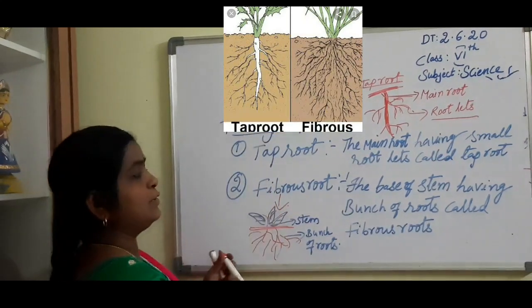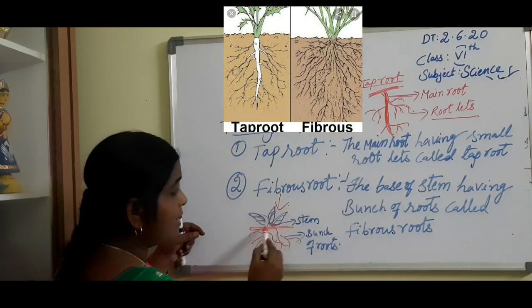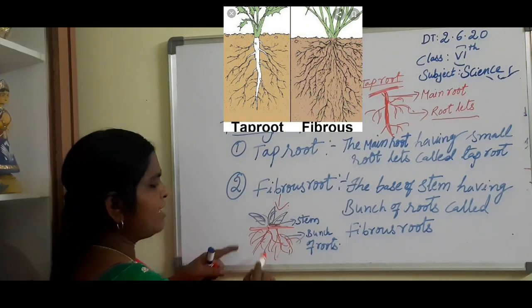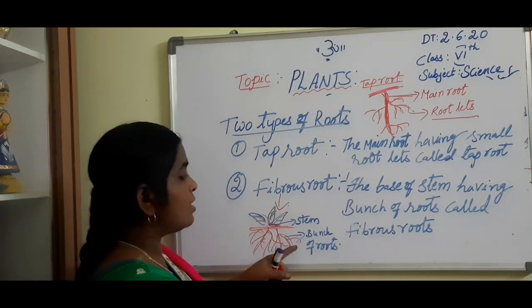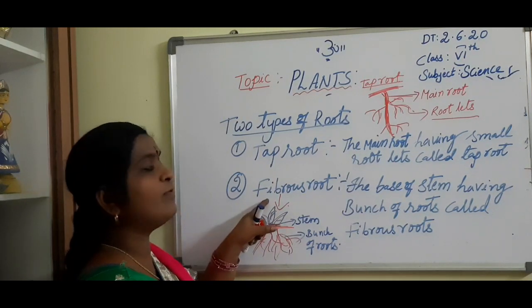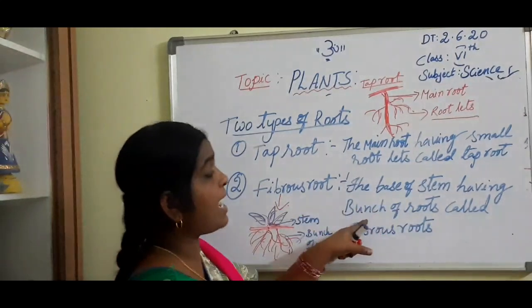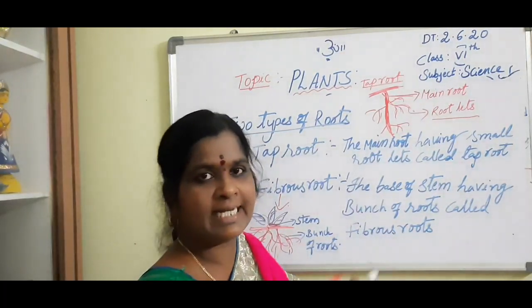Next, fibrous root. From the base of the stem, a bunch of roots arise. They are all in similar shape, a bunch of roots. What do we call this type of root? Fibrous root. The base of the stem having a bunch of roots is called fibrous root. The best example is grass.